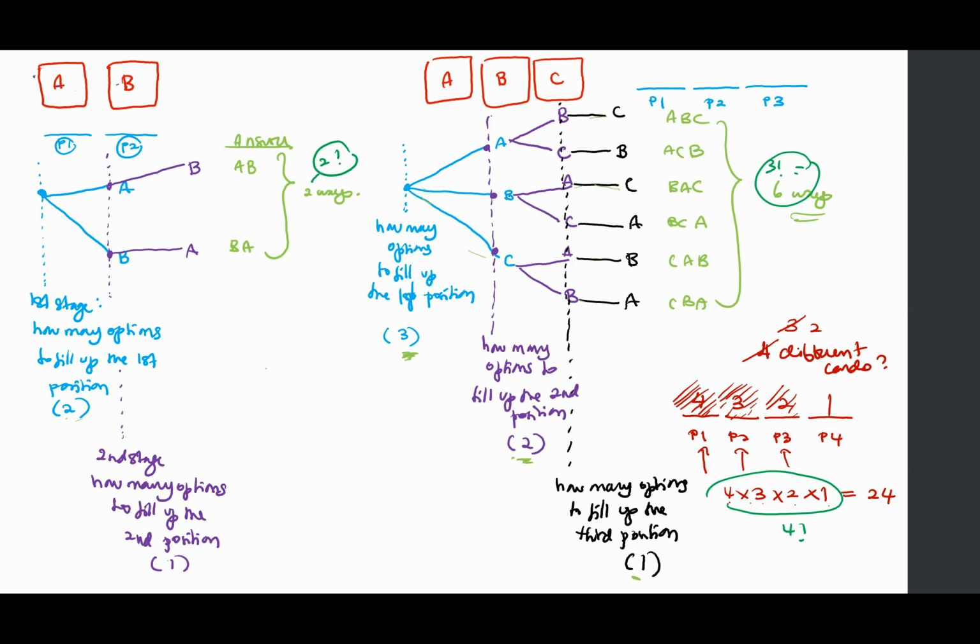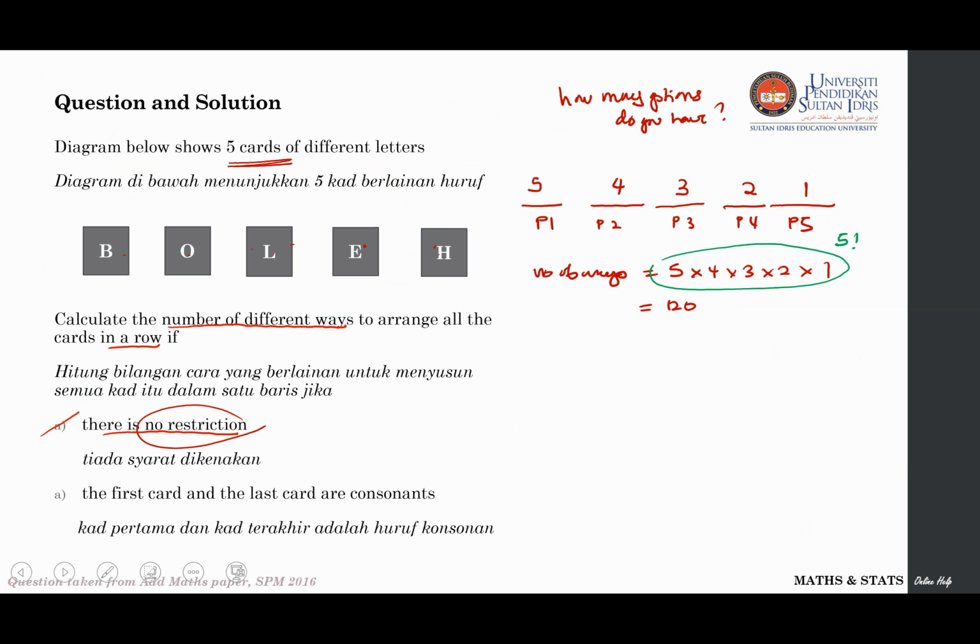Yep. Jadi itulah formula yang diberikan dalam matematik tambahan di sekolah, iaitu kalau you ada n different cards. So let's say you have n different cards and you want to arrange them in a row. Therefore, the formula is going to be just n factorial. Okay, so now let's move on to question B.